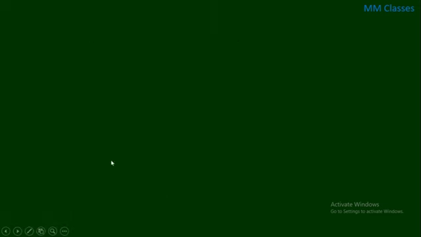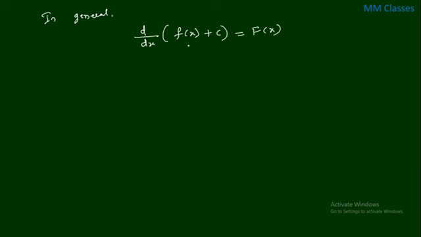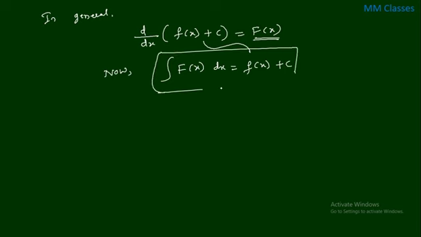Now, in general, those were some examples. In general, we can state the notation and the meaning of the integral. d by dx of small f of x plus constant is capital F of x. Now the introduction of the integral symbol: the integral of capital F of x dx is equal to small f of x plus c. This is our concept of integration.